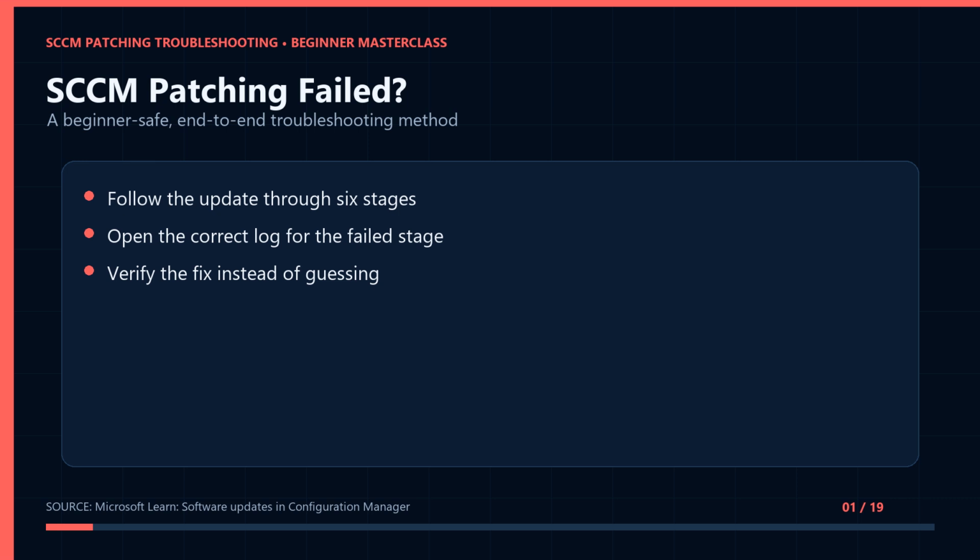Reboot Coordinator.log records restart coordination, and scnotify.log helps with user notification behavior. After the approved restart, run a fresh scan and deployment evaluation if needed, then confirm updates store state and console monitoring. Configuration Manager includes reports for overall compliance, compliance by update or update group, deployment evaluation states, enforcement states, updates missing content, and computers missing content.